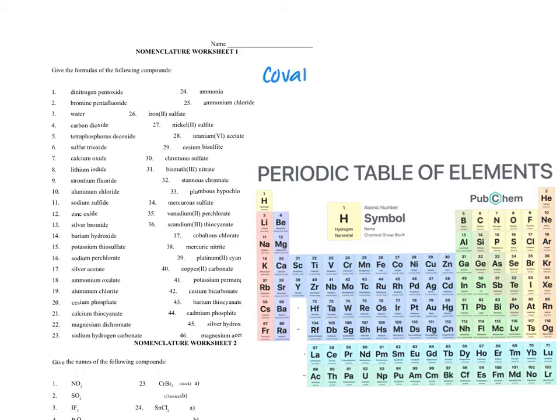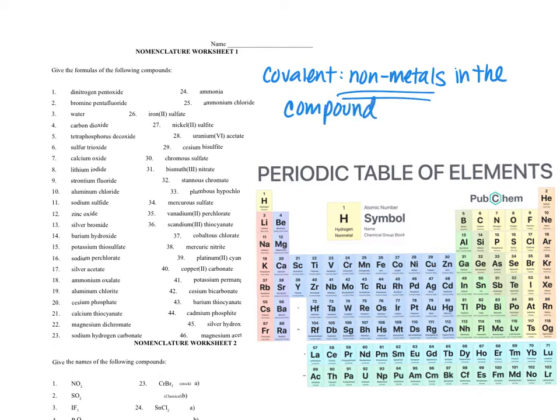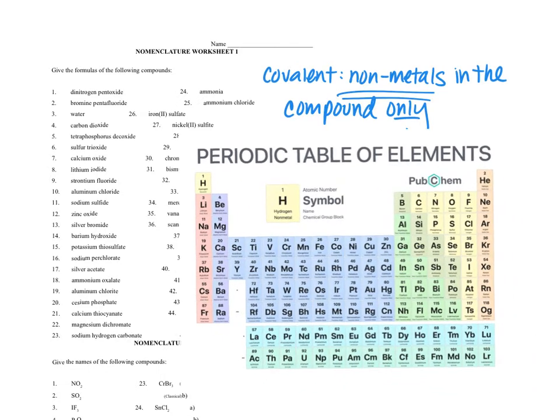Covalent compounds mean that there are two nonmetals involved, at least two nonmetals in the compound only. So that means there are no metals. In case you want a reminder of where to find nonmetals, nonmetals are in this area. Actually, I'll highlight it.